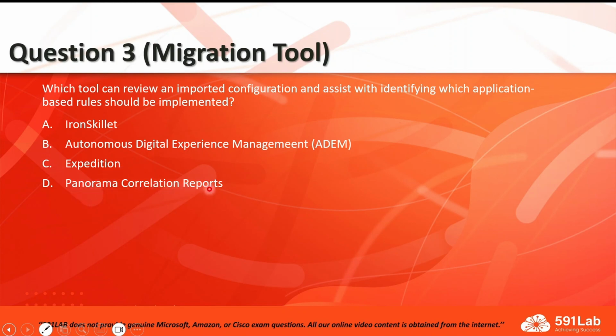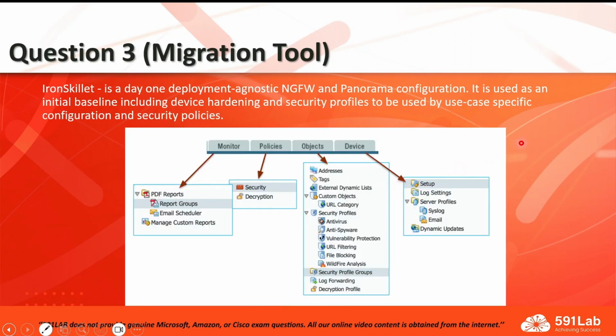From those options, we need to understand the function of these tools, which are as follows. The Iron Skillet is a day one deployment aid for next-generation firewall and Panorama configuration.